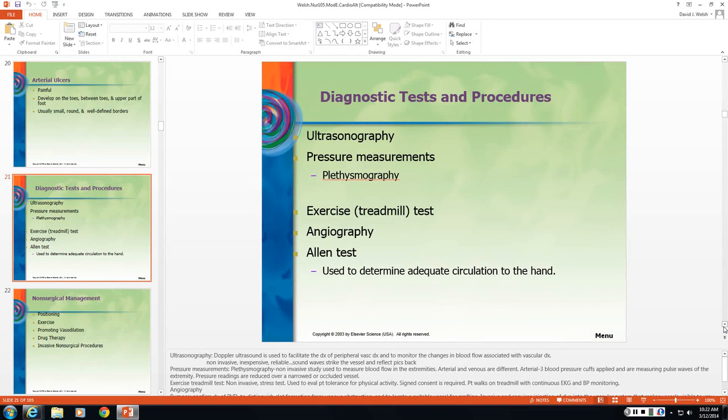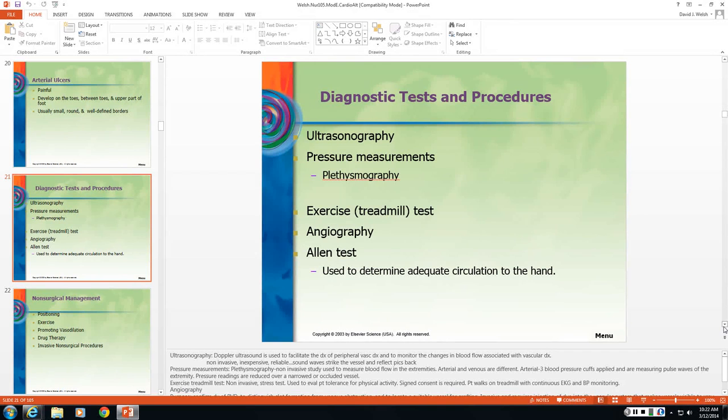Pressure measurements such as plethysmography. It's a non-invasive study used to measure blood flow in the extremities. Arterial and venous flows are different. For arterial, they use 3 blood pressure cuffs applied and measure pulse waves of the extremity. Pressure readings are usually reduced over a narrowed or occluded vessel.